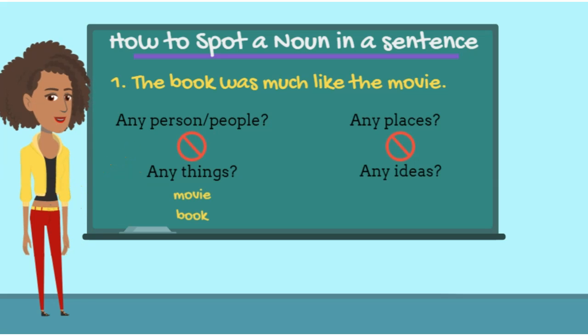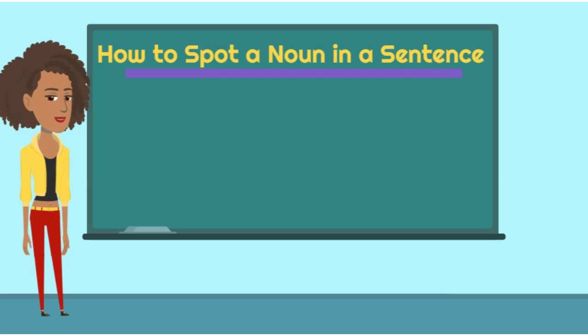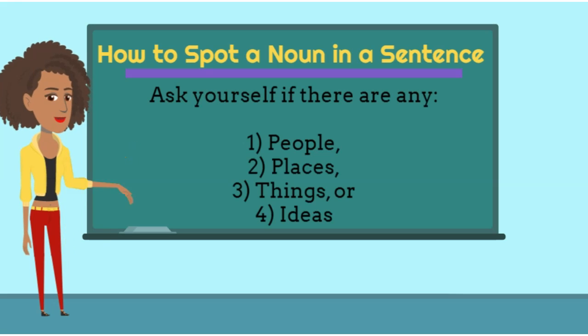And last, any ideas? Right, there are no ideas in this sentence. So again, we spotted all the nouns in this sentence. So as you can see, spotting a noun in a sentence is pretty easy. You just ask yourselves if there are any people, places, things, or ideas.